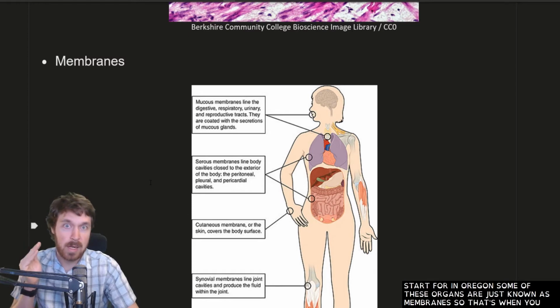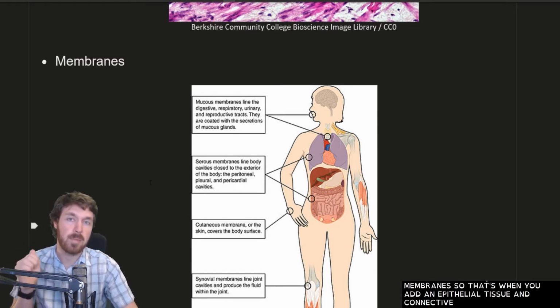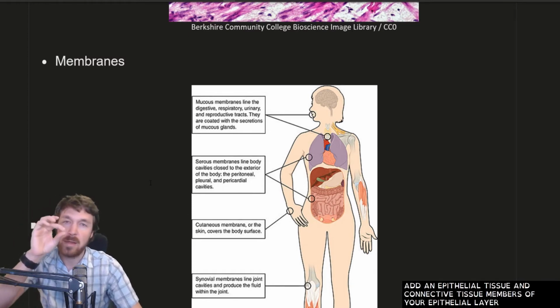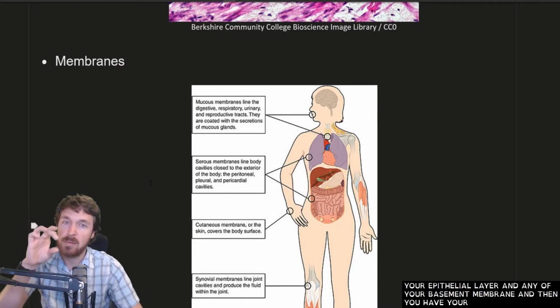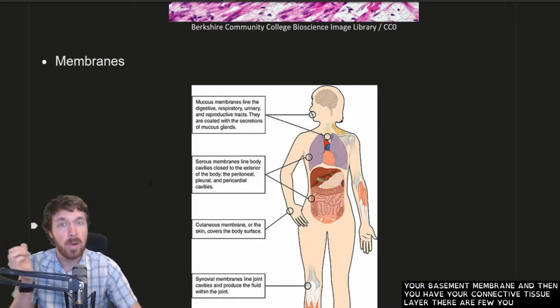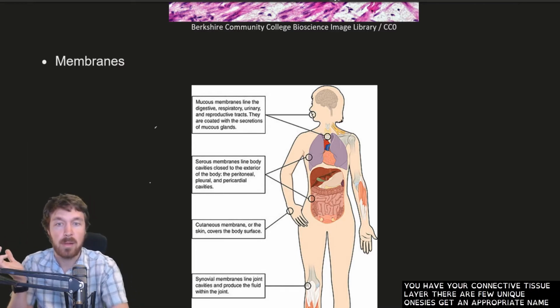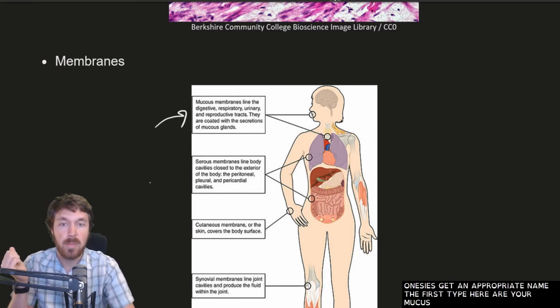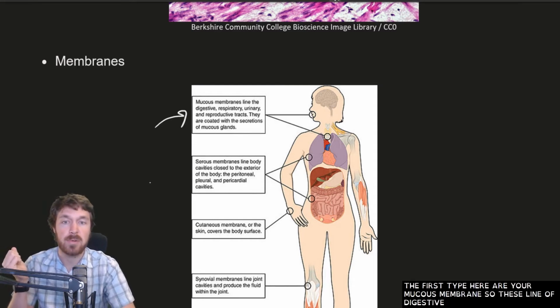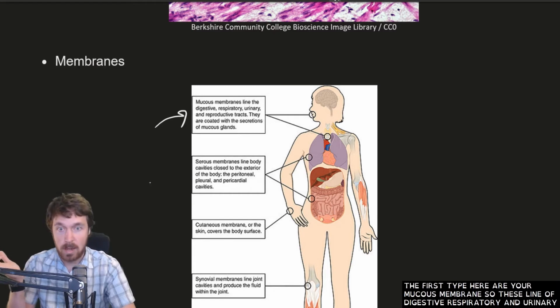So that's when you add an epithelial tissue and a connective tissue. Remember, you have your epithelial layer, and then you have your basement membrane, and then you have your connective tissue layer. There are a few unique ones of these that get an appropriate name. The first type here are your mucous membranes. So these line the digestive, respiratory, and your urinary and reproductive tracts.